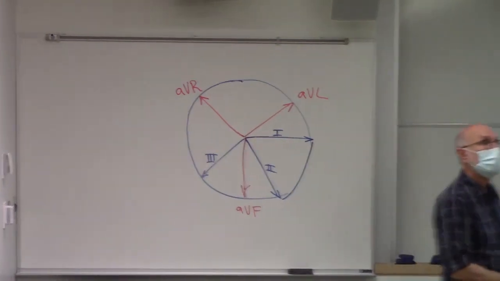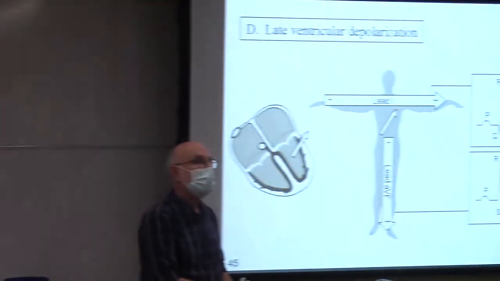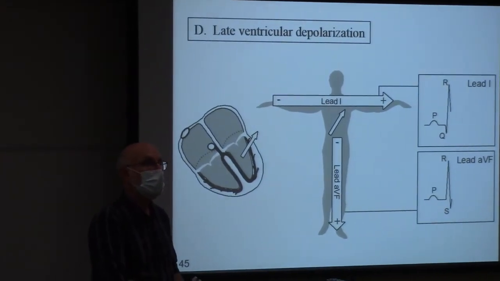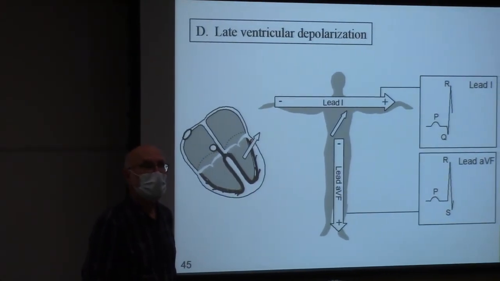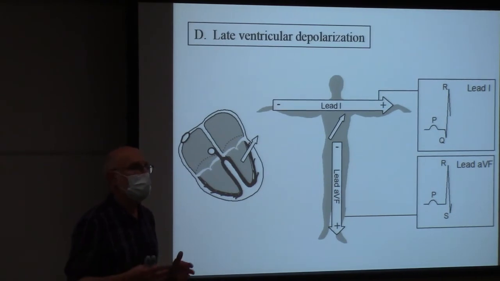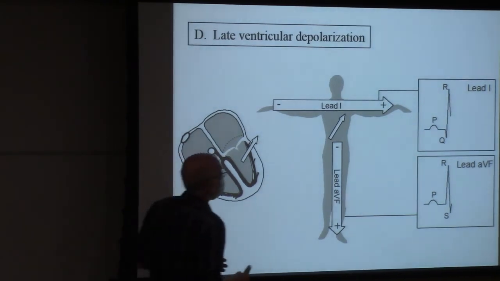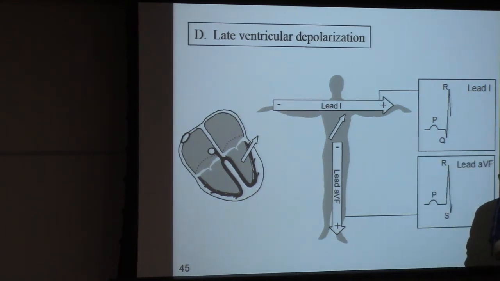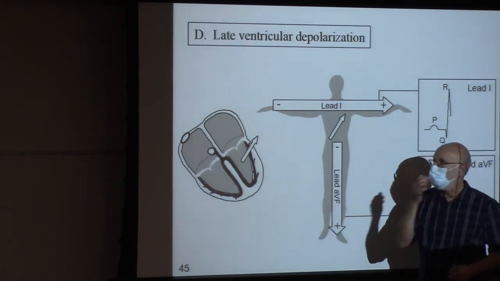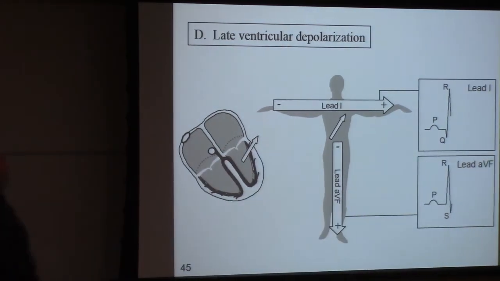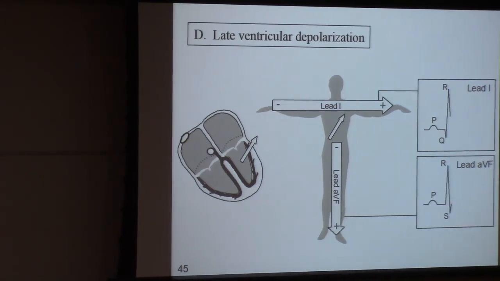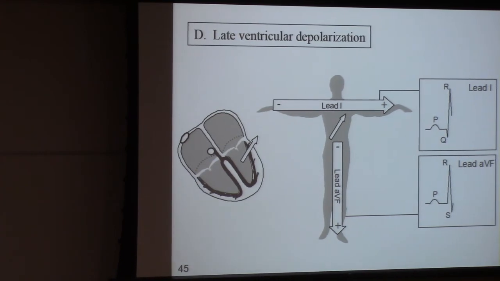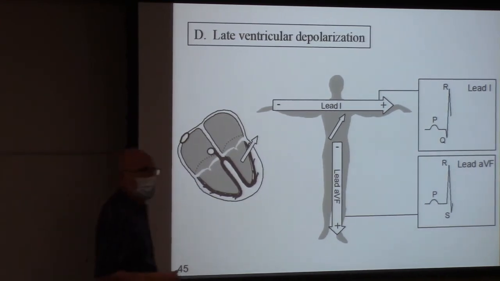Negative. How do you tell if it's negative or just hard to see? Okay. I mean, we're not going to get into the fine measurements. I'm just eyeballing the fact that this vector is pretty close to perpendicular to this lead. I'm just doing it by eyeball. And that's all I'm going to expect you to be able to do.